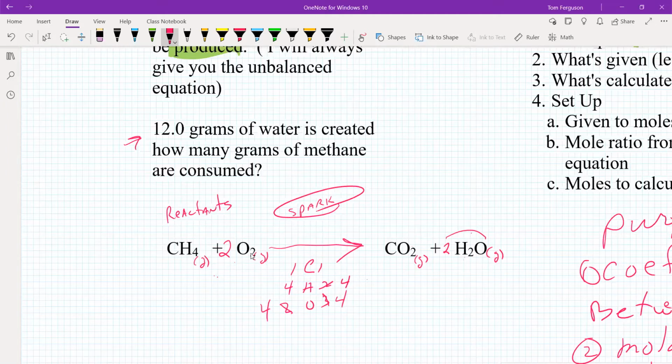Now, again, let's look at the balanced equation. What does that tell us? That tells us that 1 molecule of methane requires 2 molecules of oxygen gas, and that will give us 1 carbon dioxide and 2 waters.